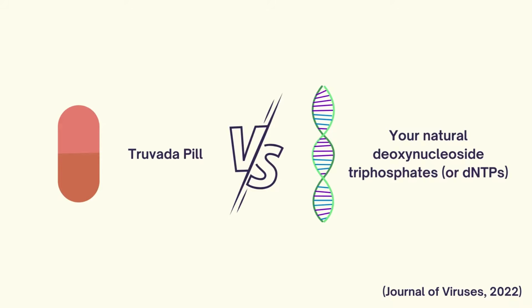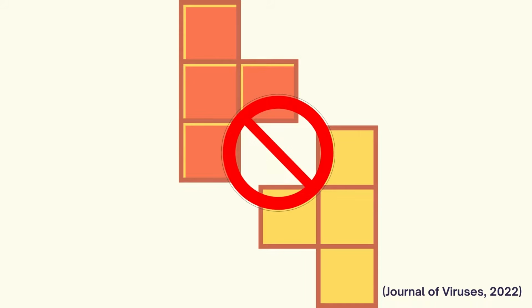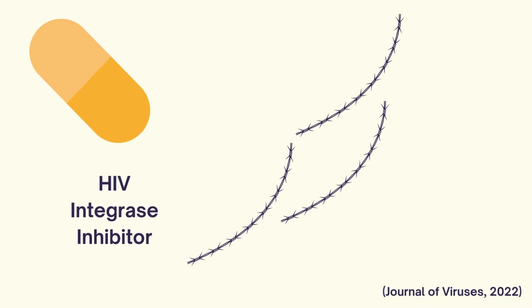Both of its components try to outcompete deoxynucleoside triphosphates, or dNTPs, which make up our DNA, to prevent viral DNA from being formed and to stop the replication process. In successfully interrupting the bonding of dNTPs, the conversion of HIV RNA into DNA is blocked, and the viral load is managed as a result.